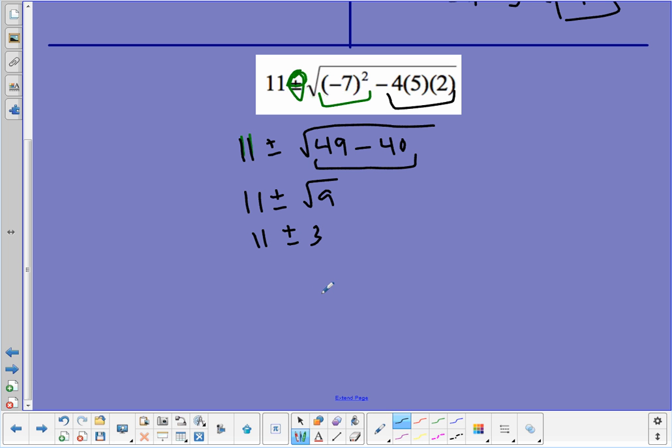All right, so now what happens here is you actually split this off and get two different answers. I need to make one of my answers 11 plus 3, and I need to make the other answer 11 minus 3. So 11 plus 3 gives me 14. 11 minus 3 gives me 8. My two answers are 14 and 8.